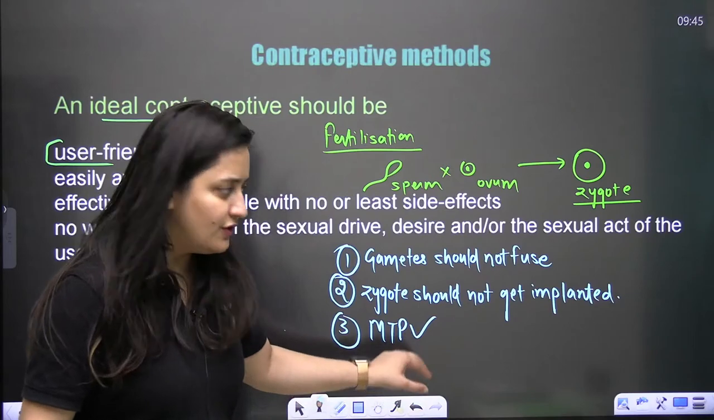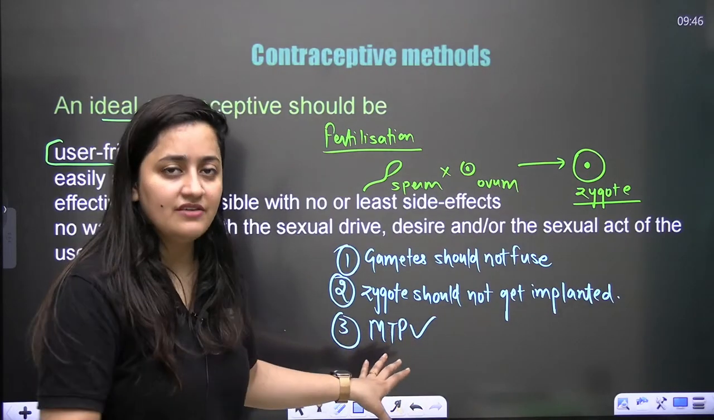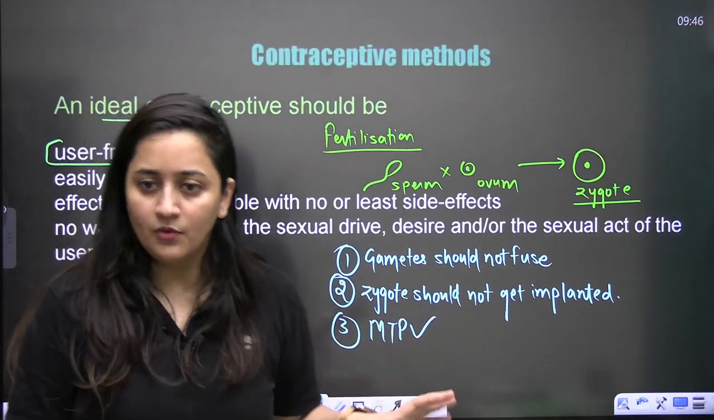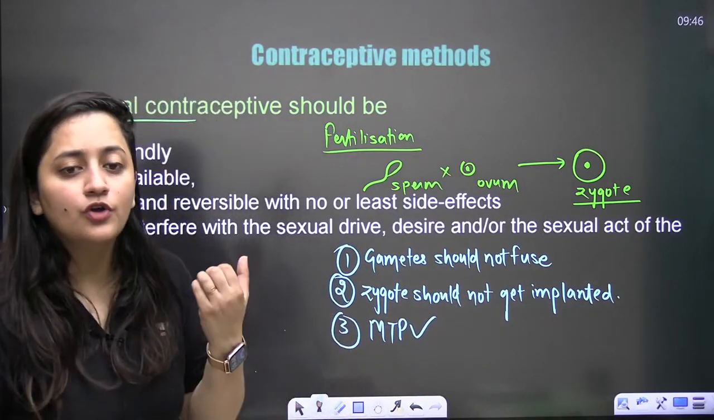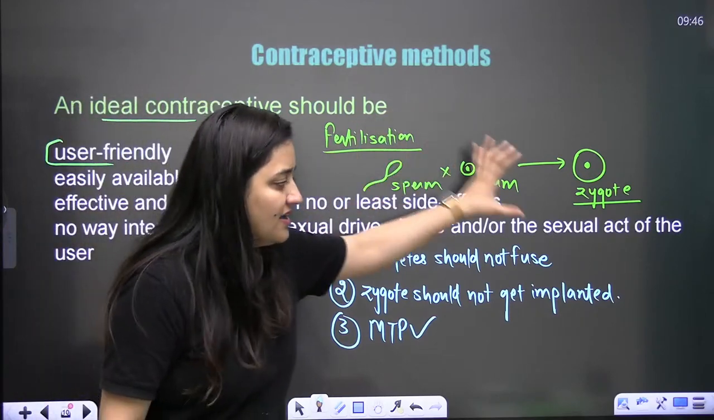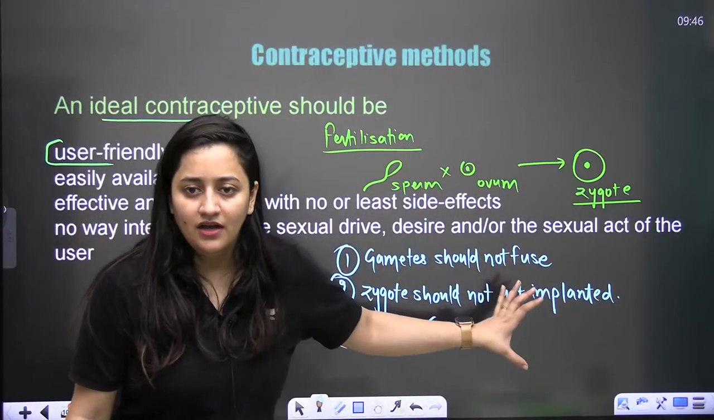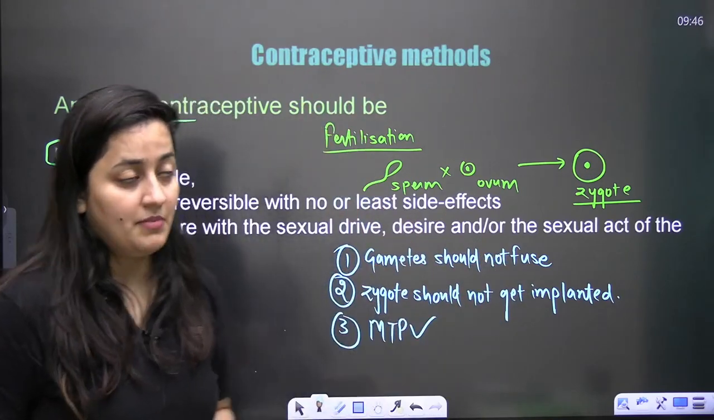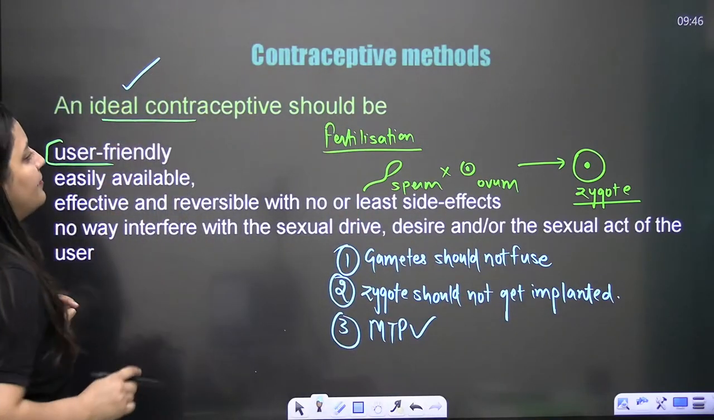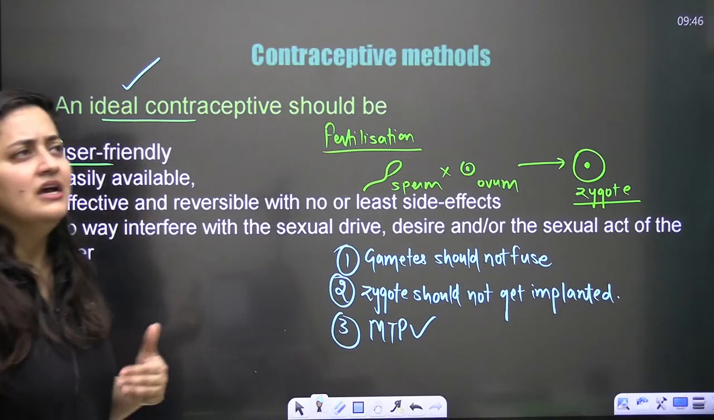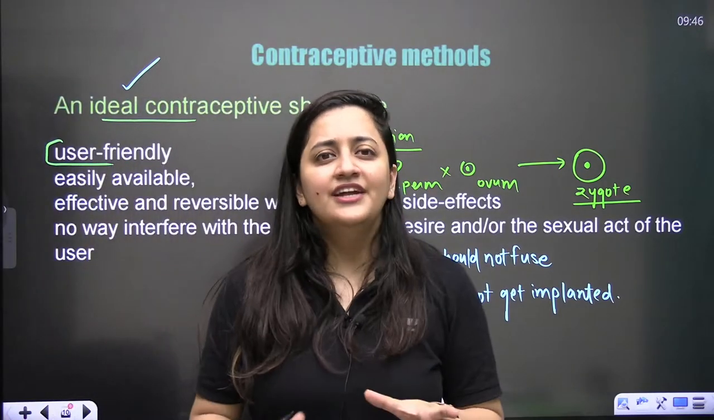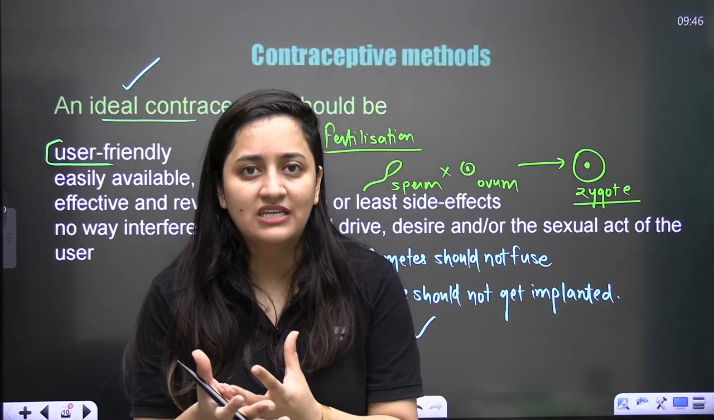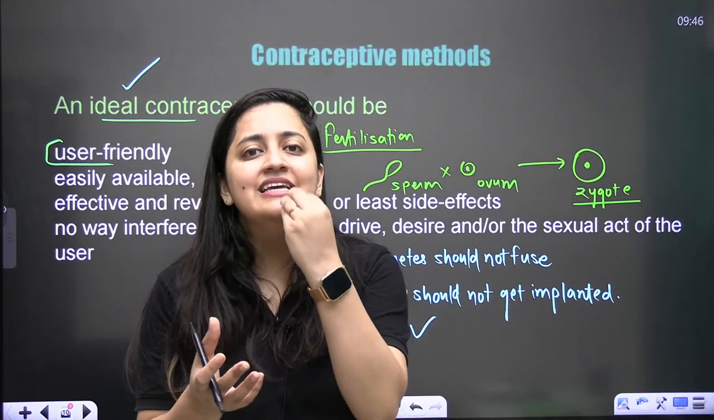There are certain grounds for it. We will discuss them in today's lecture, and yes, even this topic is important. So when we talk about contraceptive methods, they are designed by keeping these points in mind. When you talk about ideal contraceptive methods, they should be user-friendly. What is the meaning of user-friendly? It should not be very fancy, so that people don't know how to use it. It should be easily usable.